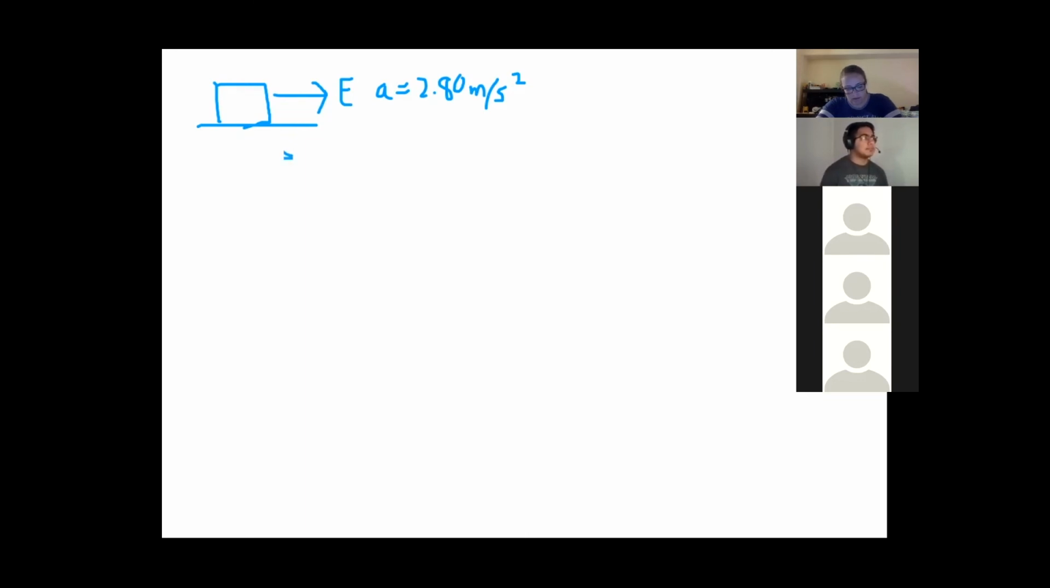Okay, so F is equal to, sorry, try not to write that as a frictional force. F is equal to what? 5.40 times t.